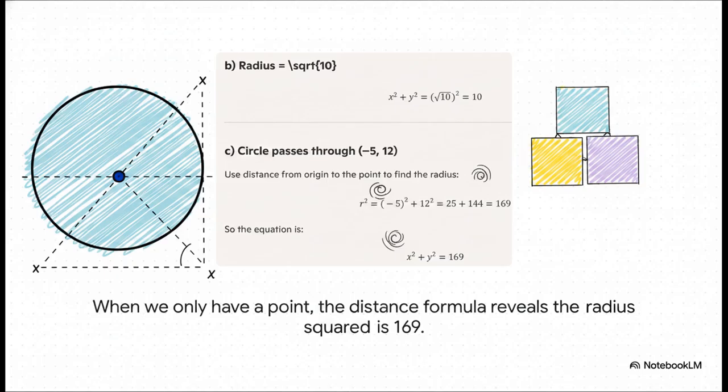No problem. The circle's equation is tied directly to the distance formula. We can just plug those coordinates right in. -5 squared plus 12 squared, that gives us 25 plus 144, which equals 169. And that number, that's our r squared.